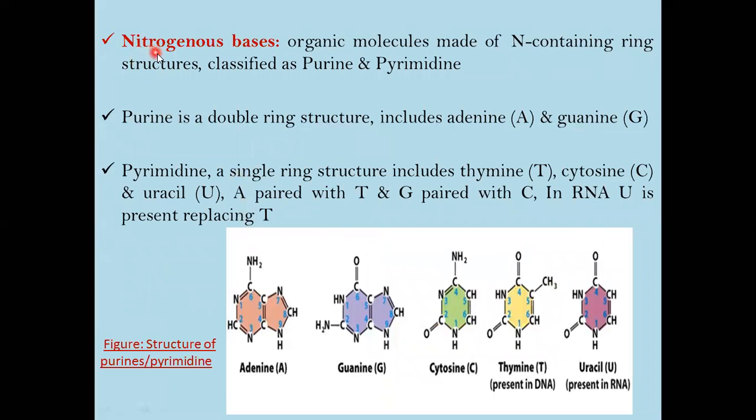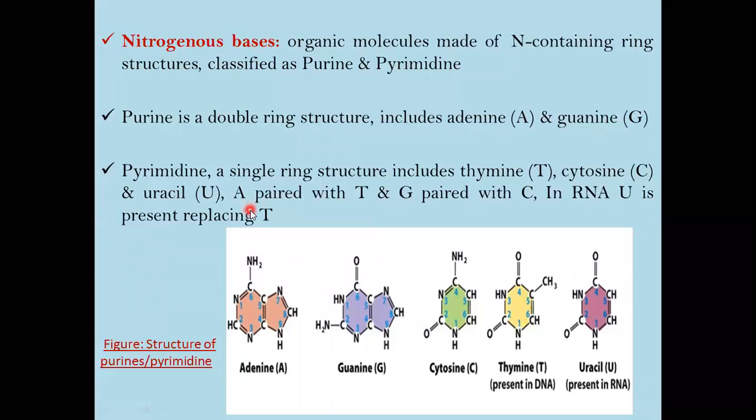So now we will discuss each part of a nucleotide in detail. First one is nitrogenous bases. These are organic molecules made of nitrogen containing ring structure, and these are classified as purine and pyrimidine. So first, purine is a double ring structure and it includes adenine and guanine. Pyrimidine is a single ring structure which includes thymine, cytosine and uracil. Uracil is present in RNA.